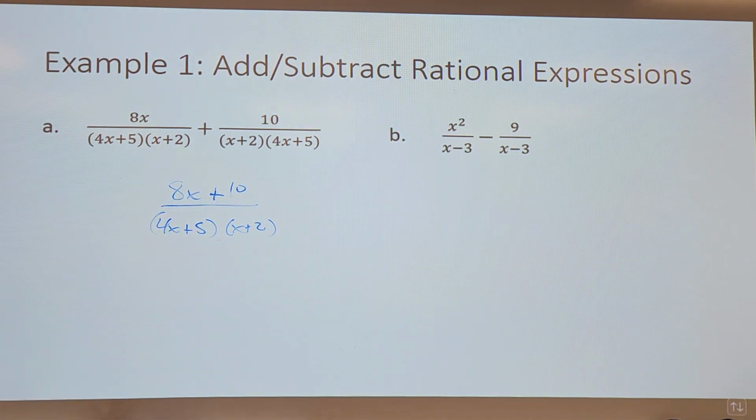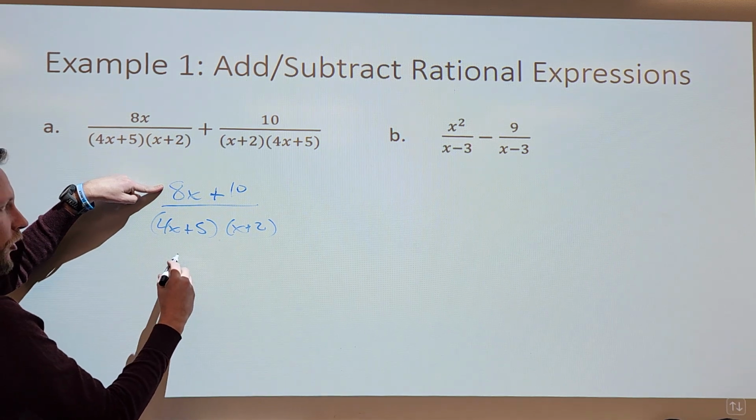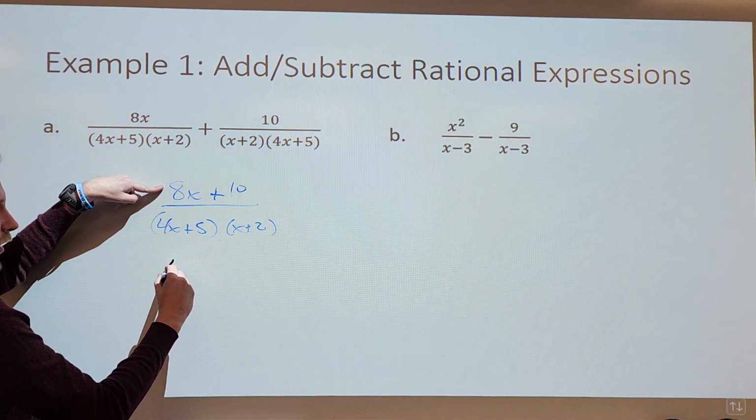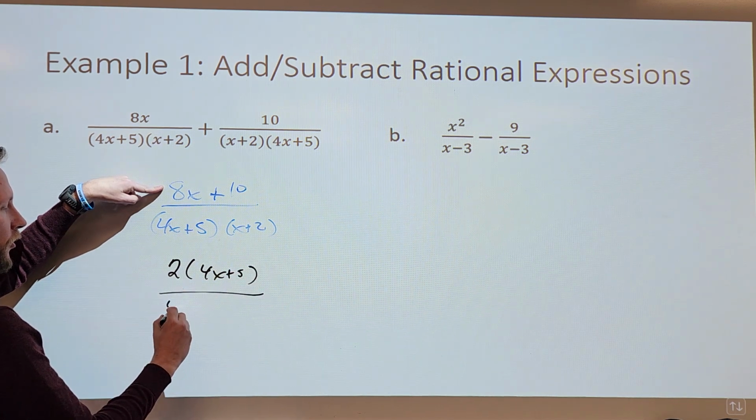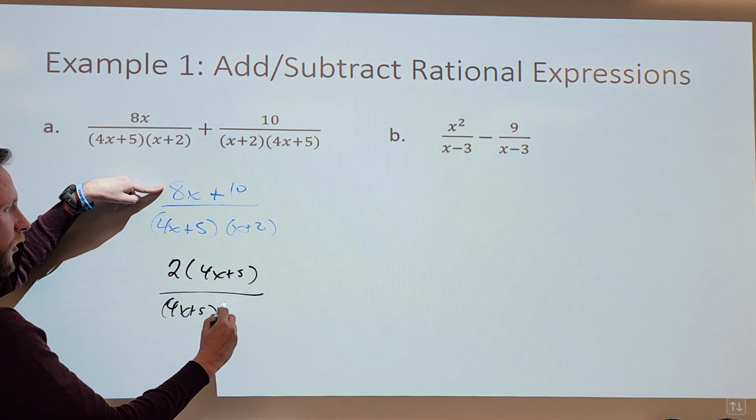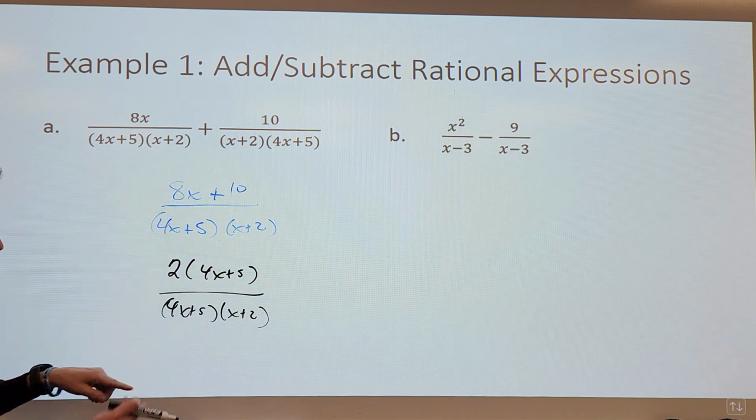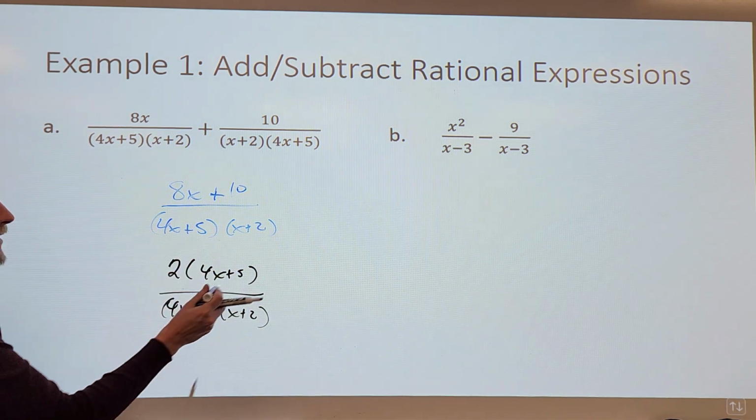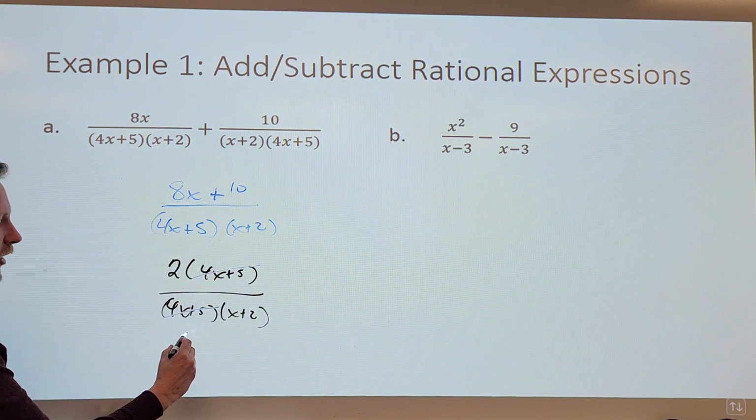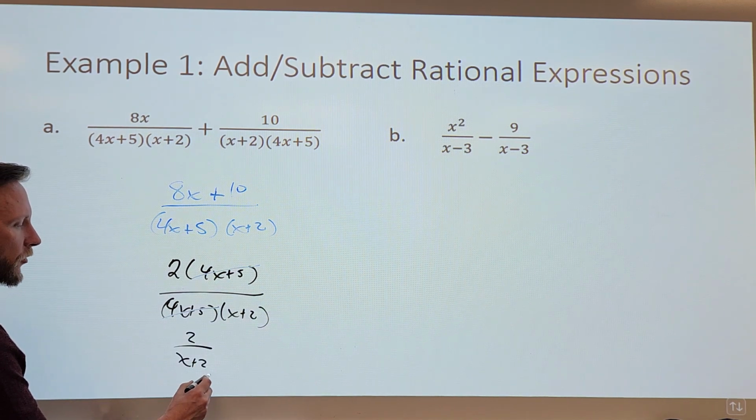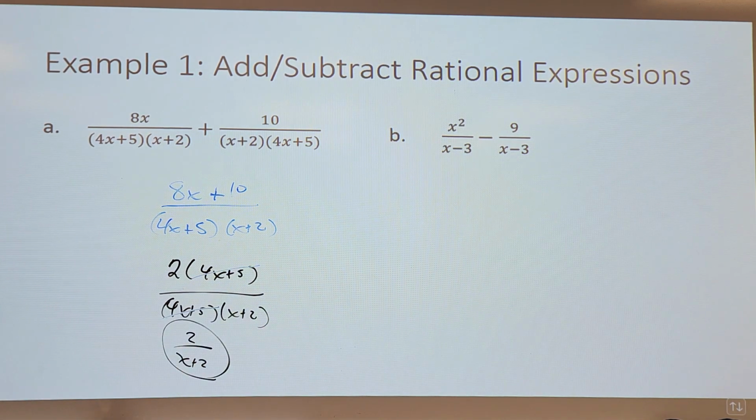What I want to make sure that we do is we factor our numerator. This is 2 times 4x plus 5, and this is 4x plus 5 times x plus 2. And the reason why I wanted to factor that is so that we can see how we simplify this rational expression. This is going to give us 2 over x plus 2, and that would be the final form of this rational expression.